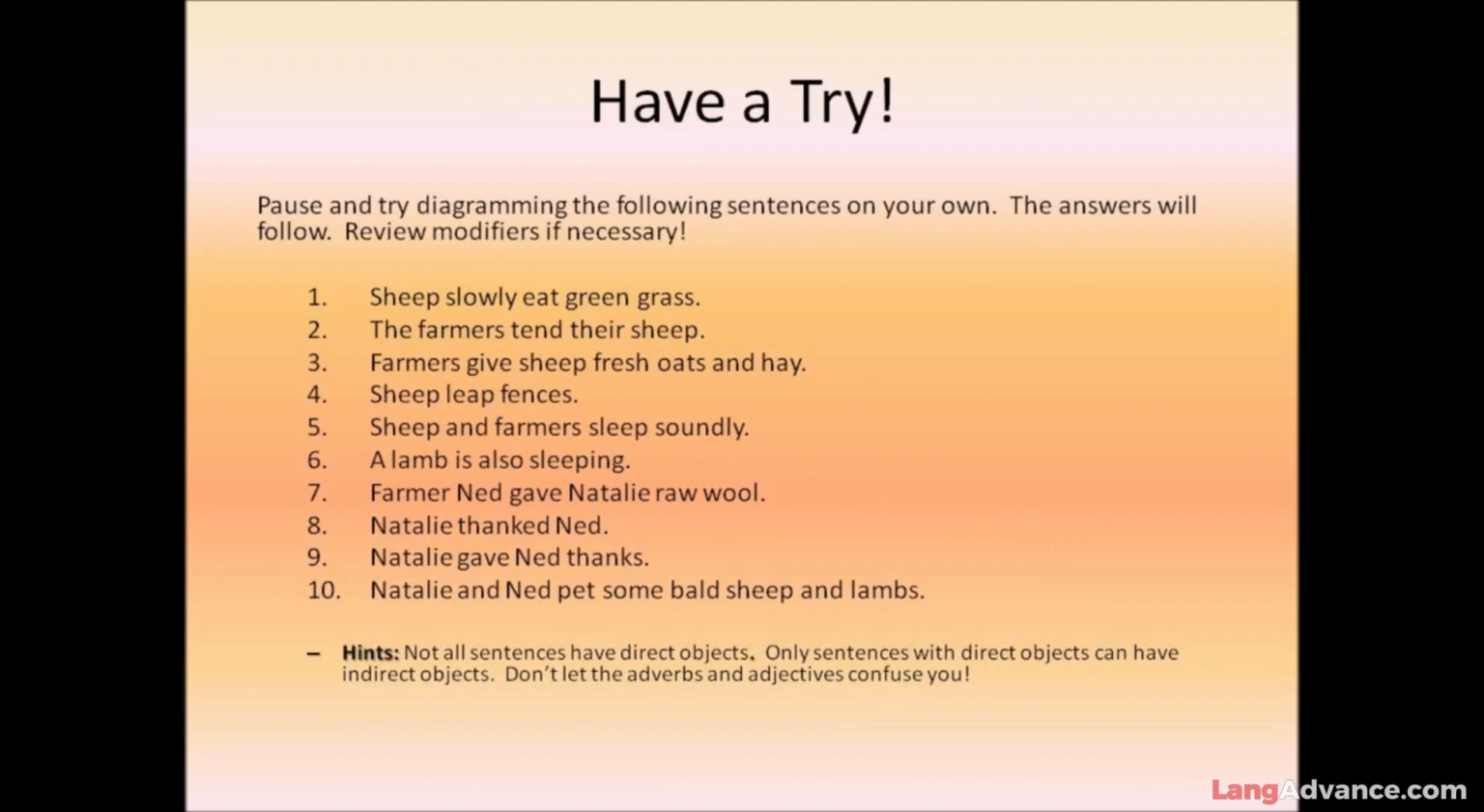Okay, so why don't you give it a try? Give these 10 sentences a try. Remember that not all sentences have direct objects. Sentences that have direct objects might have indirect objects. And don't let the adverbs and adjectives confuse you. You still place your adjectives and adverbs, including articles or possessives, on a diagonal line under the word they modify, whether that's an object or a subject or a verb. Okay, so go ahead and pause the video and continue when you're ready to see the answers.